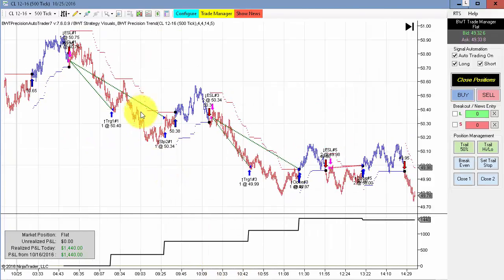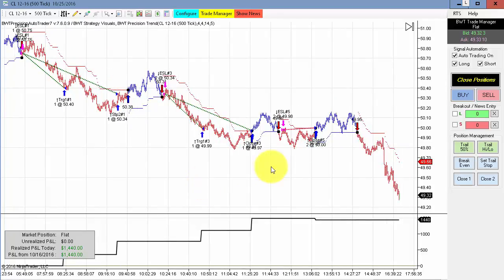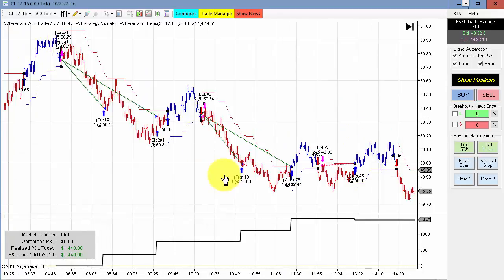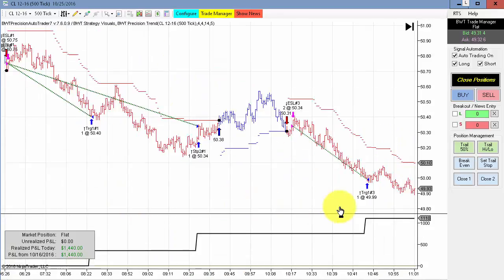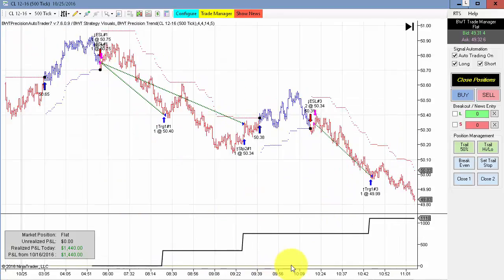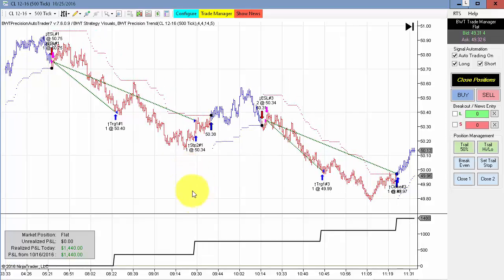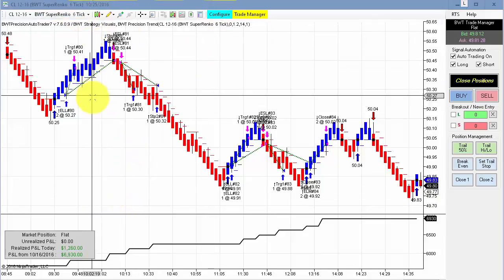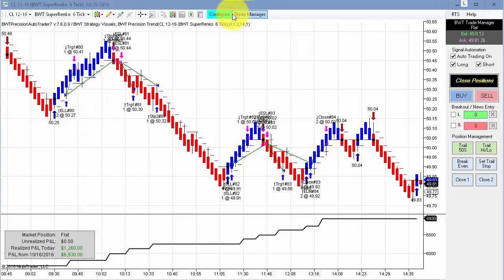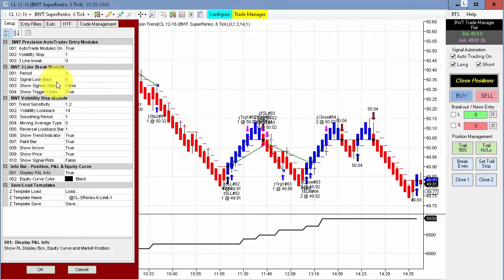So we had two really great winners and then a very small loser here, giving us 1440 for the day. And once again, we just want to show the versatility of the auto trader to trade on all kinds of charts. Okay, so here is the crude oil on the Superenco 6 tick again, except this is using our volatility logic, not the line break logic.